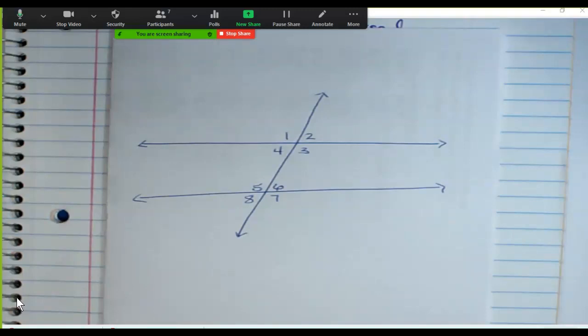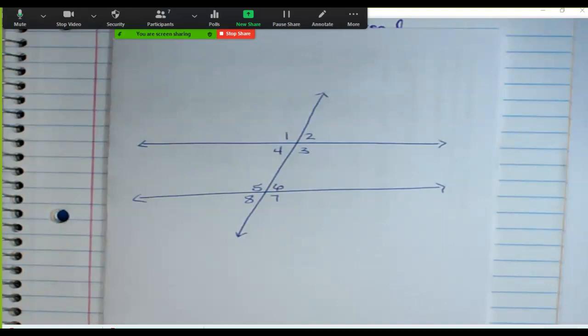The other way might be, they might give you a degree measurement. They might say something like, angle 2 is 50 degrees. What is the measure of angle 8? So that's what we're going to do today. We're going to take that knowledge that we know about angles, and we're going to be able to find measurement values, okay? But before we do that, because I'm going to show you a way that makes it pretty simple, first, let's review obtuse and acute angles.